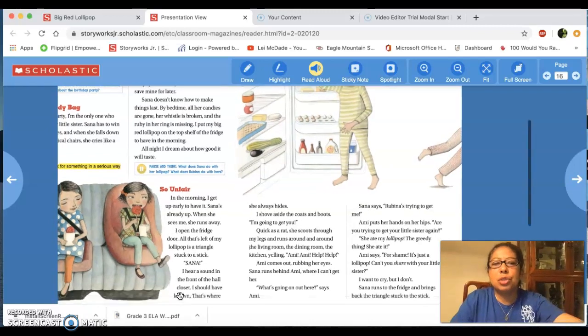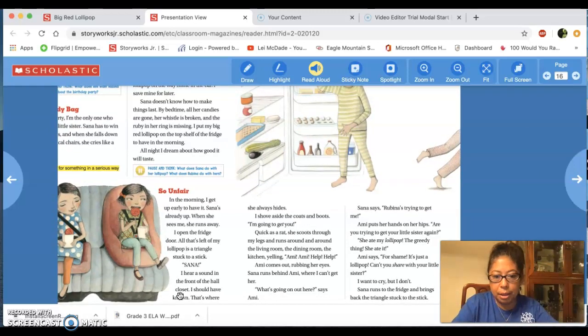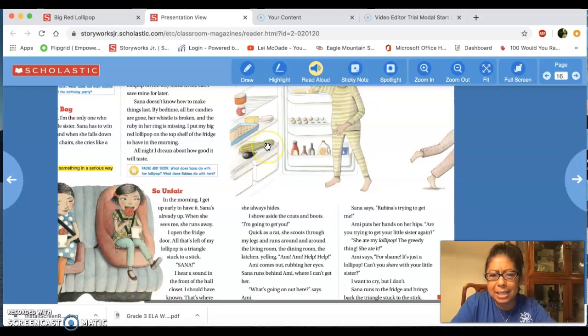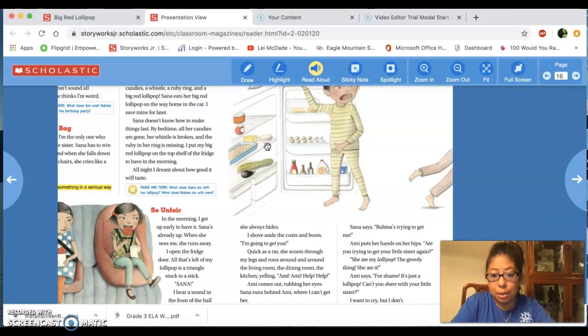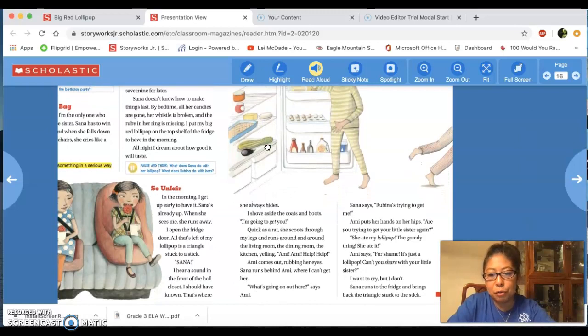Quick as a rat, she scoots through my legs and runs around and around in the living room, the dining room, the kitchen, yelling, Ami, Ami, help, help. Ami comes out, rubbing her eyes. Sana runs behind Ami, where I can't get her. What's going on out here, says Ami. Sana says, Rubina's trying to get me. Ami puts her hand on her hips. Are you trying to get your little sister again? She ate my lollipop. The greedy thing, she ate it. Ami says, for shame. It's just a lollipop. Can't you share with your little sister? I want to cry, but I don't. Sana runs to the fridge and brings back the triangle stuck to the stick.